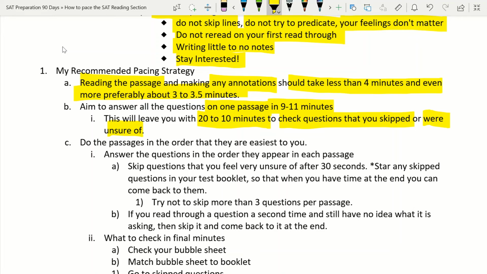Keep in mind, this is your initial read through that you want to skip it on. What I mean by that is your first pass through the test. On that first pass, you're obviously going to go through all 5 passages.